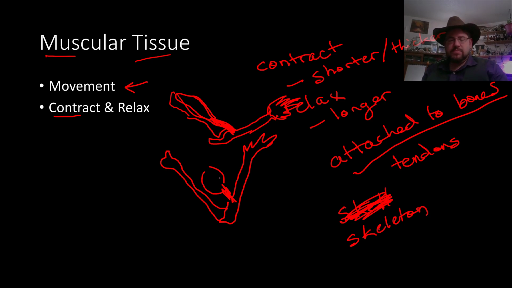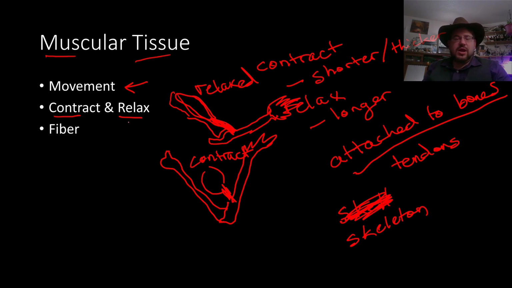So because it becomes a little bit fatter and thicker and shortens, it moves the bone. And then when it relaxes, this is contracted and this is relaxed. So contraction and relaxation allows movement of the bones. There's a tendon connected over to the whatever.